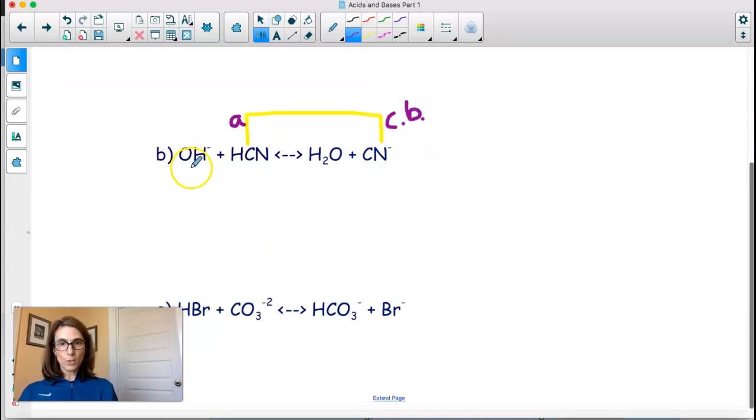Right, and let's make sure our OH gained a proton, which in fact it did, going from OH to H2O. Okay, so that makes OH our base, and H2O is our conjugate acid.